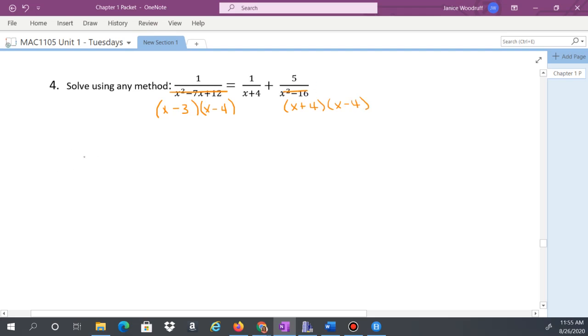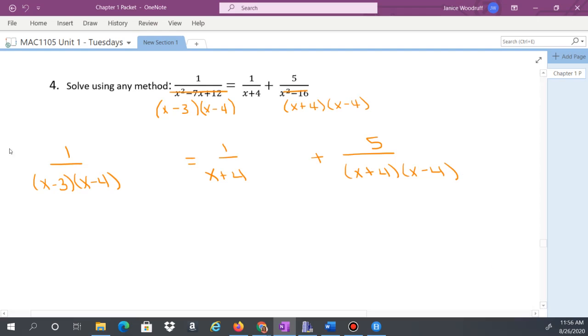Okay, I'm going to write the problem out. So I've got 1 over x minus 3, x minus 4. I'm going to leave room. Equals 1 over x plus 4, plus 5 over x plus 4, x minus 4.